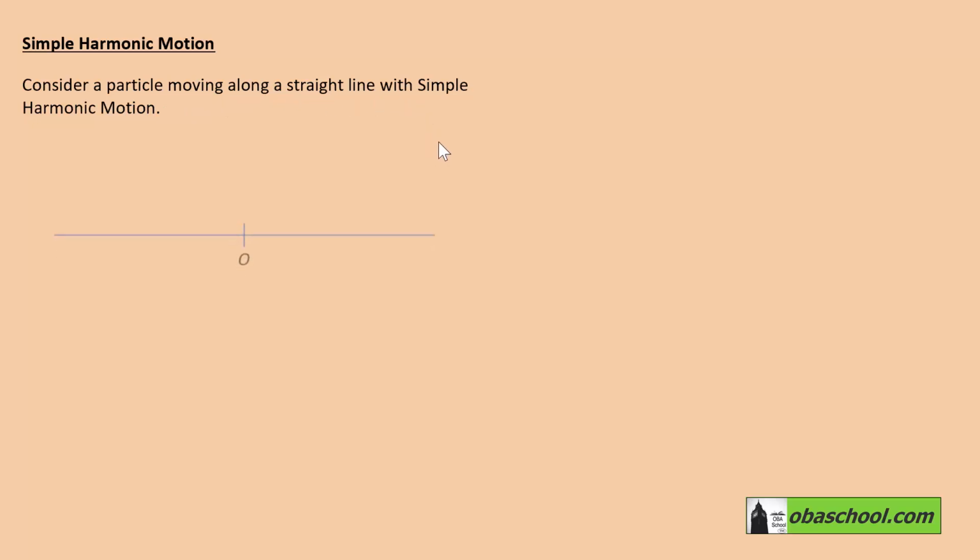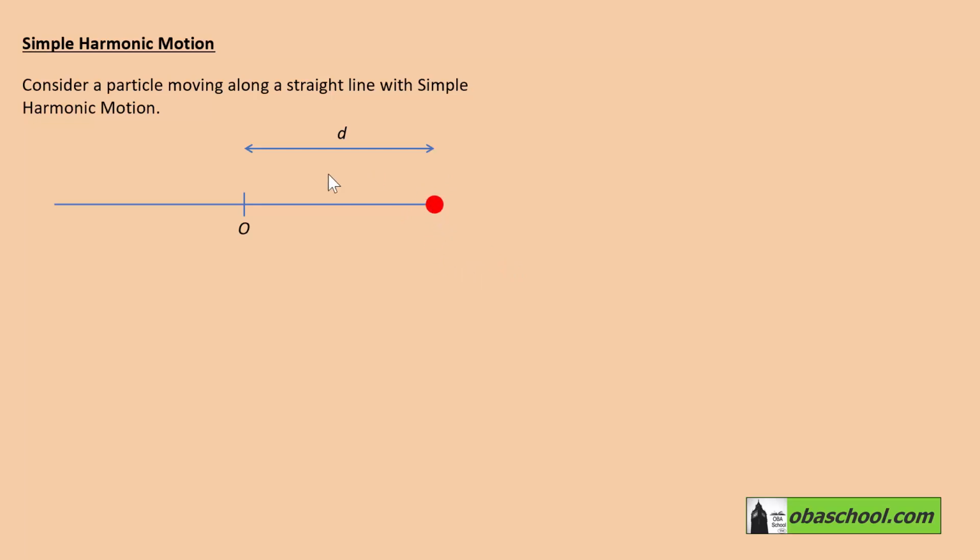Simple harmonic motion. Consider a particle moving along a straight line with simple harmonic motion. So if we have a straight line here, and we usually have a central position, and in this case we've called it O, which is quite common. Let's say that D is the amplitude here, and I'm using D just so that if I use A for acceleration we don't get confused. A is very often used for amplitude.